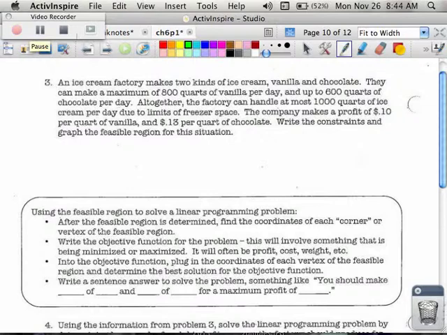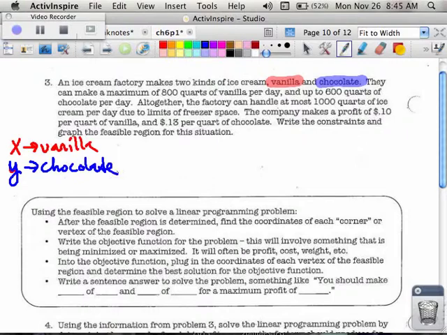So we always start out again writing down what our X and our Y are. You'll see here that they talk about 2 kinds of ice cream, vanilla and chocolate. So I'm going to make X my vanilla and Y my chocolate. And based on those, I'm going to talk about the different pieces in here.